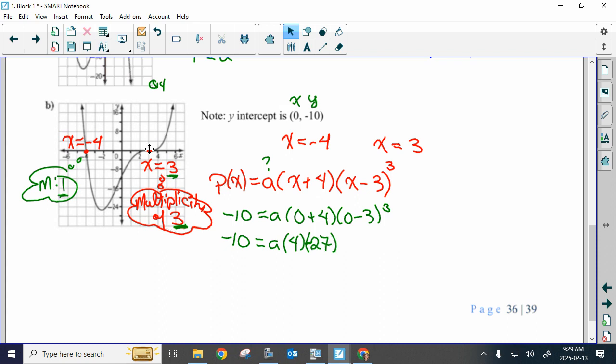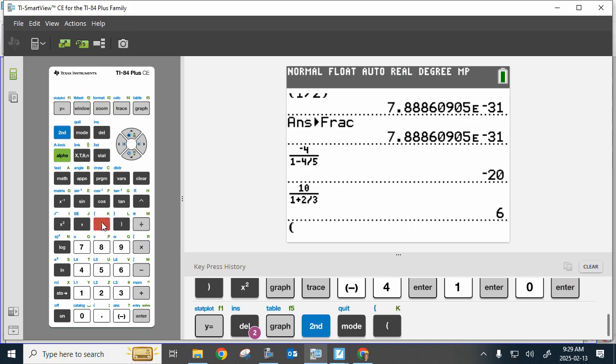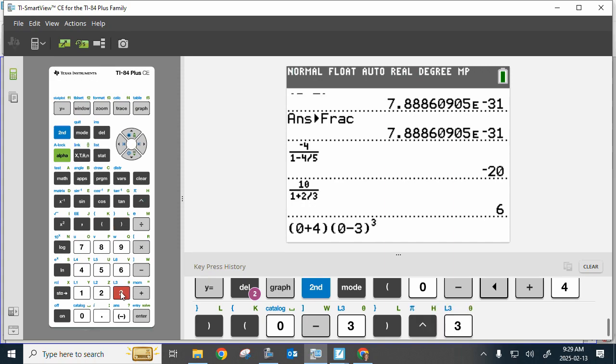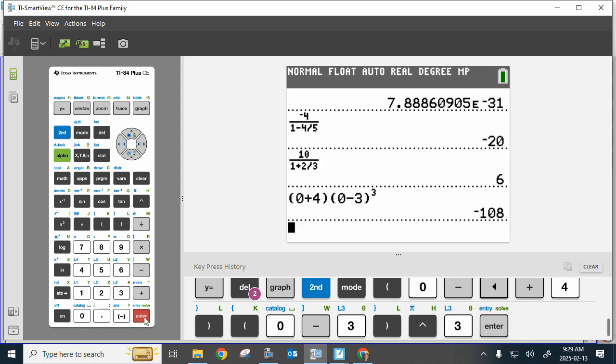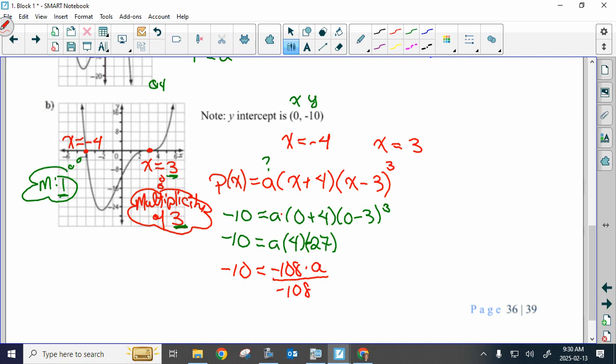If you want to, guys, you could just fire this whole piece into your calculator. Like, if you wanted to just let it do the order of operations for you, was it -4 or +4? Was it +4? So you could go 0 plus 4, and then your 0 minus 3, close the bracket, to the power of 3. You could just fire this into your calculator and you get your -108. You are not going to be able to guess and check that kind of number. So I've got -10 is equal to -108 times a. I divide by the -108.